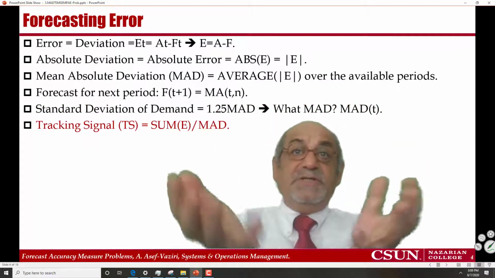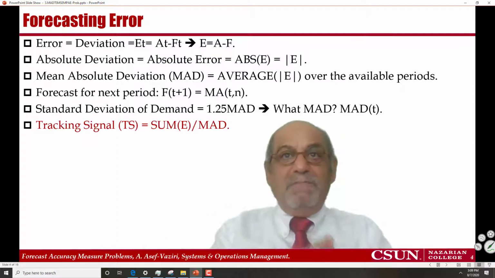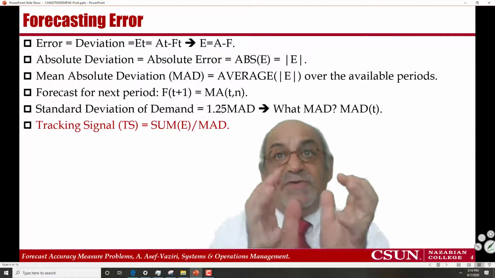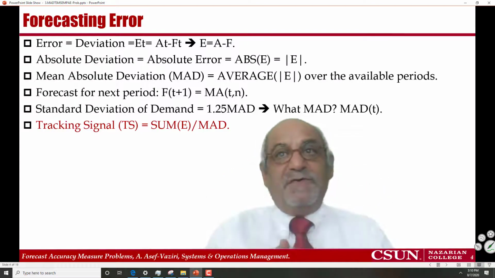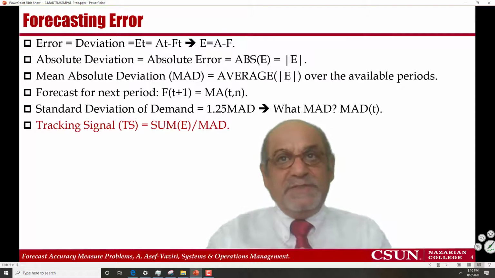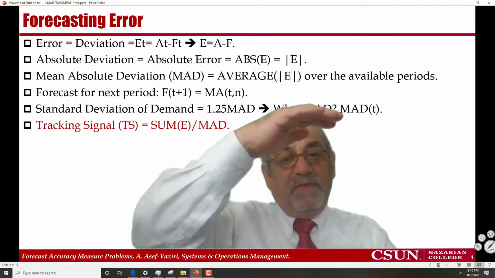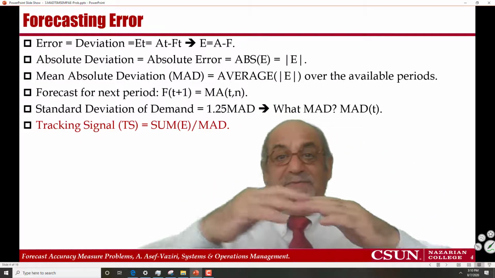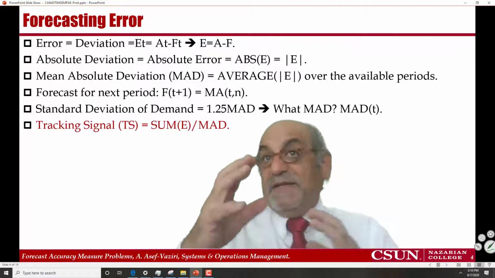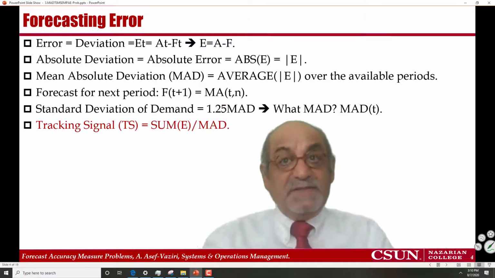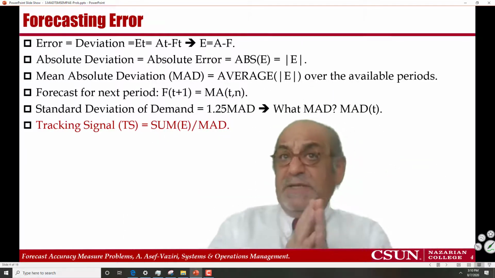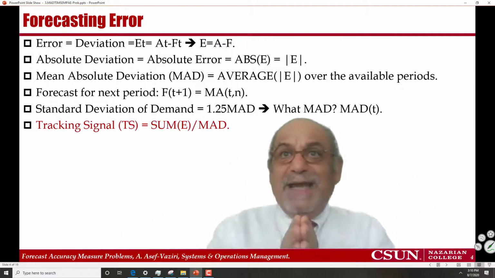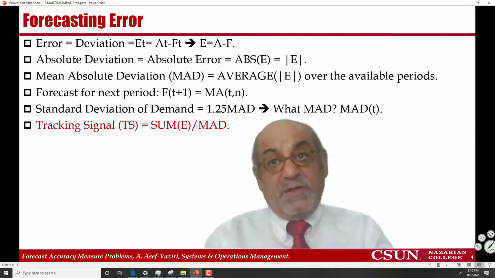Tracking signal is the summation of errors divided by MAD. MAD is always positive because it's the average of absolute values. And the summation of all errors, if you have a good forecasting technique, should be very close to zero, because sometimes actual goes above forecast, sometimes forecast goes above actual. They are the same only in very rare situations. Otherwise there is a difference, but the difference shouldn't show any pattern. Therefore, if it is up and down, when we add them up, the summation of errors should come out close to zero.